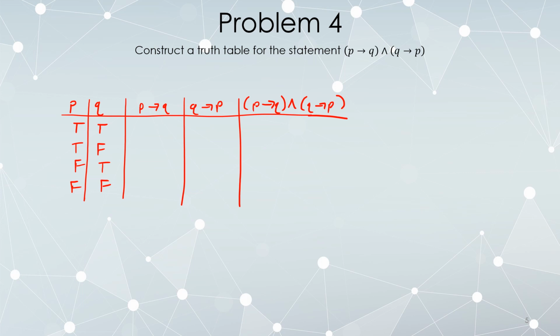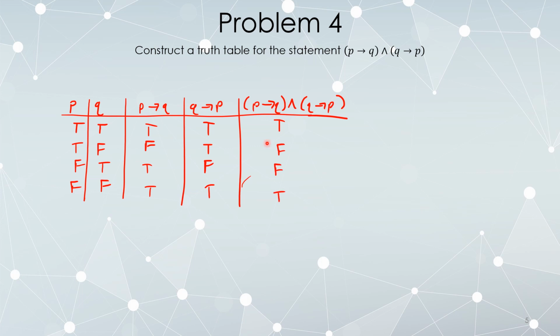Conditional statements only fail when the hypothesis is true and the conclusion is false. So here, hypothesis true, conclusion false. This will be the only row in which we get a false here. Looking at our other conditional statement, hypothesis Q is true, conclusion P is false, that's here. Q is true, P is false, so that's the only row where this will be false. Otherwise, conditional statements are evaluating as true. And now I'm just looking at this and, where are they both true? Top and bottom. So true, false, false, true.